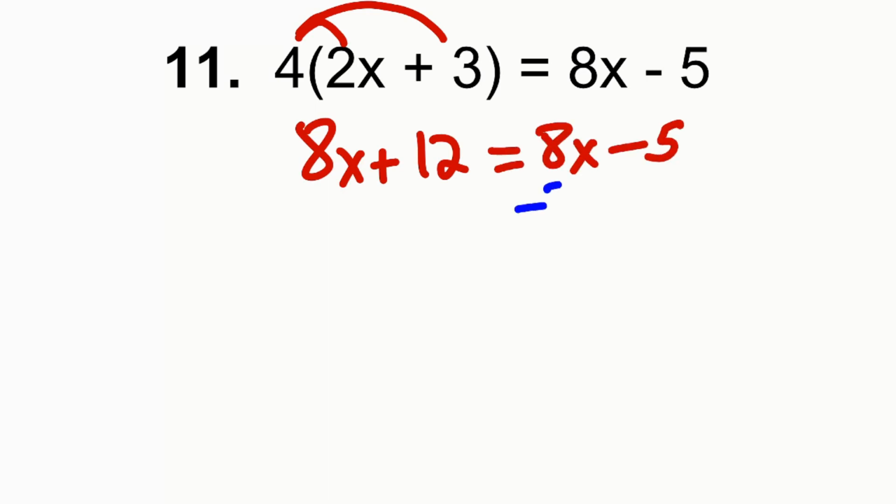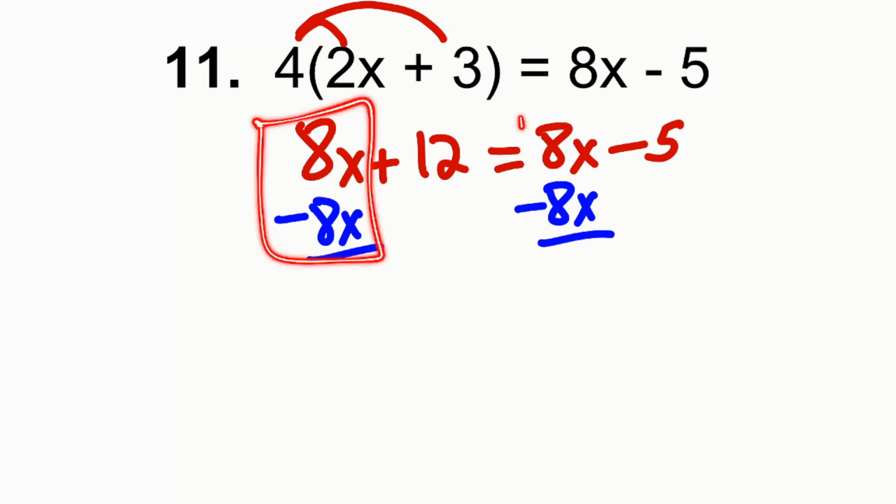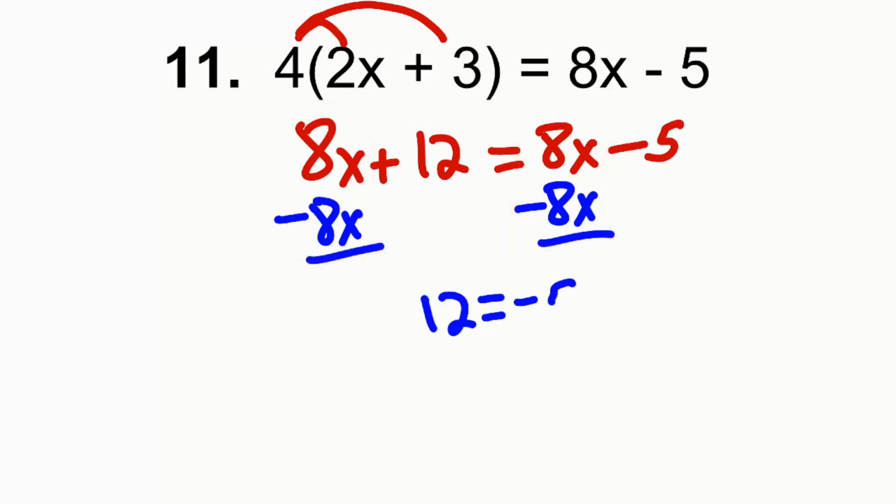I'm going to get all my x terms on one side. However, when I do that, this makes a 0, and this makes a 0, so I'm just left with 12 equals negative 5. When that happens, that's not true. 12 never equals negative 5. So there are no solutions to this equation.